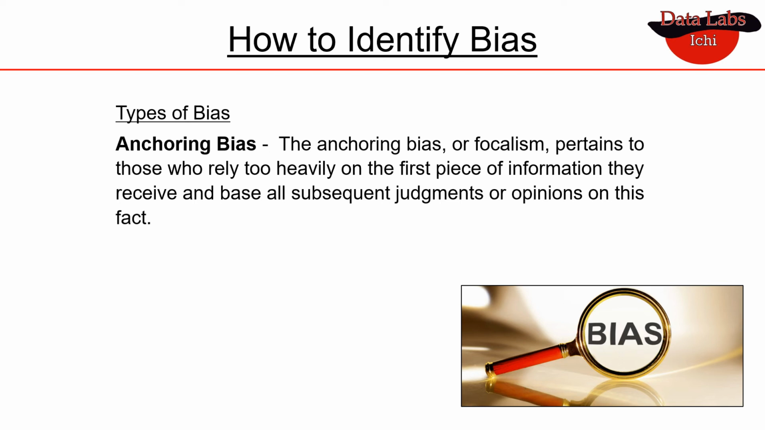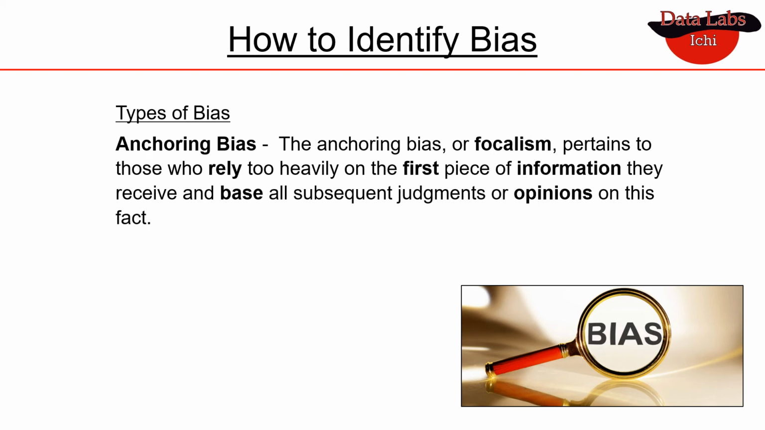So next we have anchoring bias. Anchoring bias is also known as focalism, and this is a very simple type of bias. It's also very similar to that availability bias that we talked about before. But where availability bias was more based on what the easiest bit of information was to believe, anchoring bias is based off the first piece of information that you've ever received on a topic, and it bases your opinion on that topic for the rest of your life.